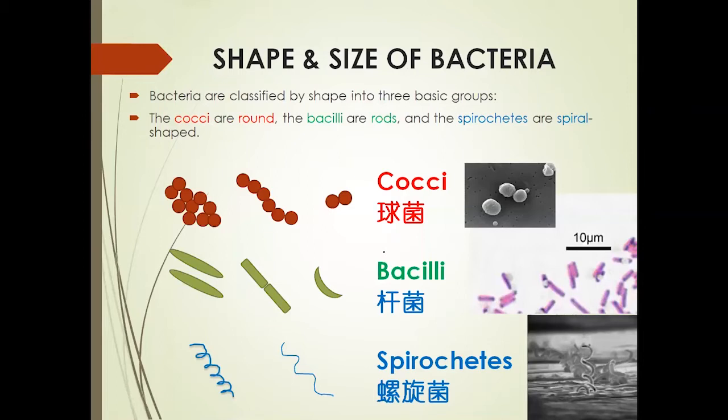Then we talk here about the shape. We especially talk about bacteria right now. We have five different kinds of microorganisms generally compared there, then we especially talk about bacteria. So last class, we especially talked about bacteria.